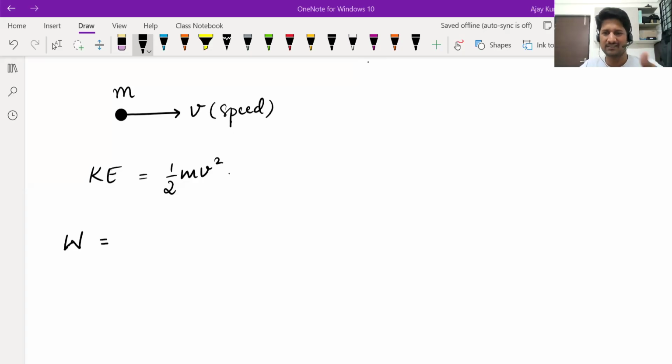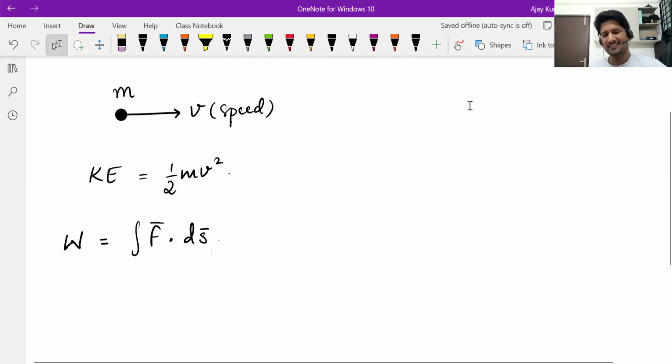Okay, you said F dot S, she said Fs cos theta. It's the same thing. But both are valid only when force is constant. How do you calculate work generally? Pawan, what is the basic or general formula for work? Okay, it is integral F dot ds. This way you can calculate work done by a constant as well as a variable force.